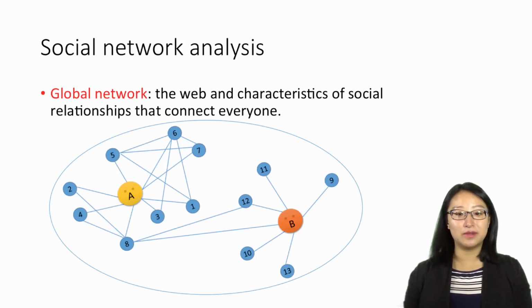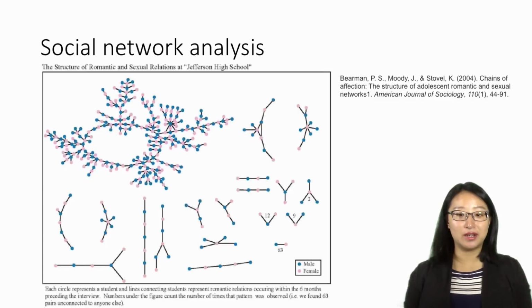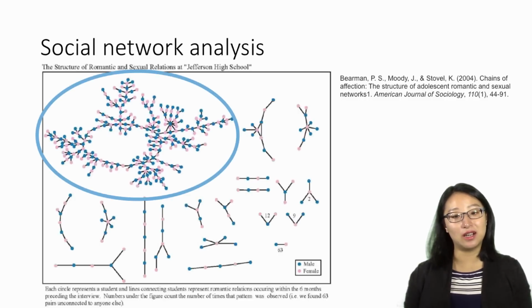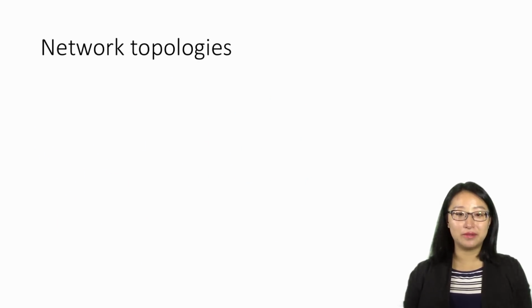This figure shows the romantic and sexual relations at Jefferson High School, and you can see many students are connected in a large component, and there are also several isolated chains. Researchers construct this complete network to understand how romantic and sexual relation networks contribute to the spread of sexually transmitted diseases. Based on graph theory, researchers also examine different network topologies other than empirically constructed social networks.